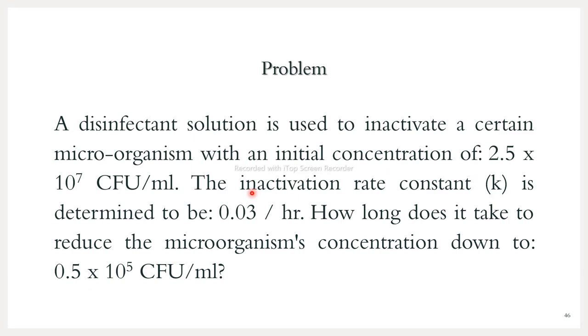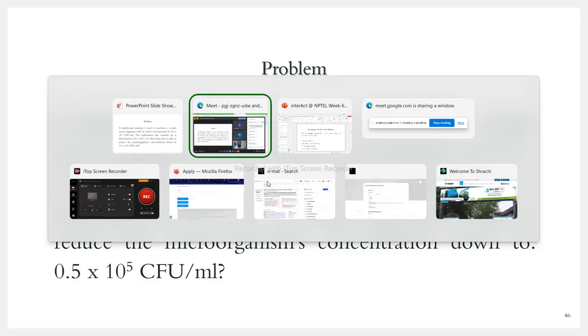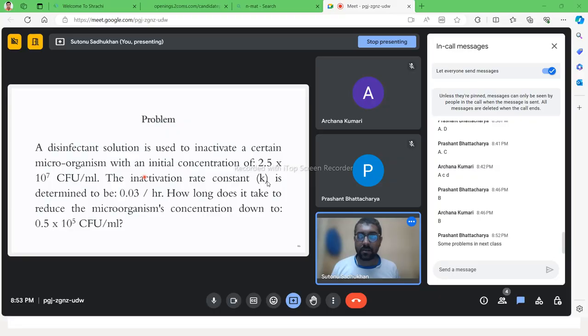That means at time t equals 0, N0 or C0 is given, and at time t, the N value or C2 value is given to you. And the K value is also given. Just put these in the formula and tell me the answer for the time interval, T2 minus T1, that you have to calculate based on Chick's law.